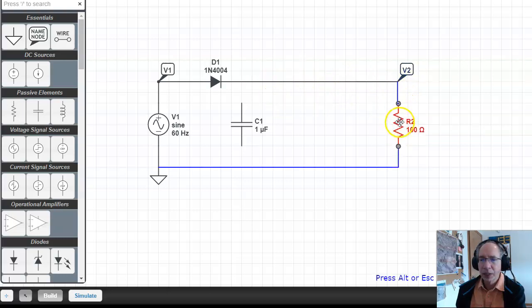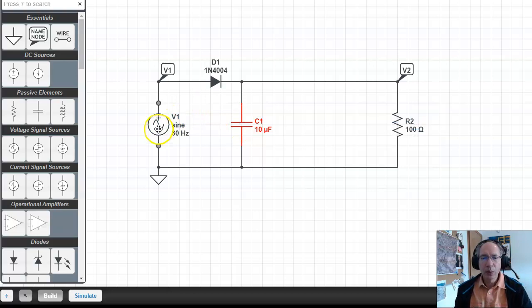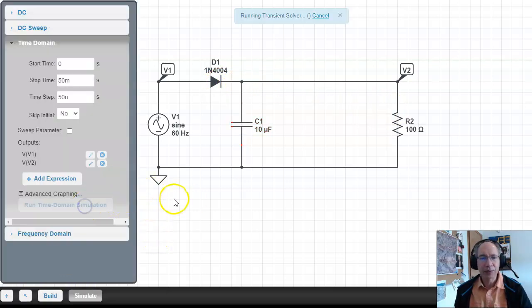I want to drive a 100 ohm resistor, let's just say, with a big capacitor at this point. If I make this 10 microfarads, what happens is that initially when this turns on, I charge up the capacitor. When the voltage goes down, the diode turns off and the capacitor acts as a battery. It stores energy and drives the load. So here's kind of what happens.